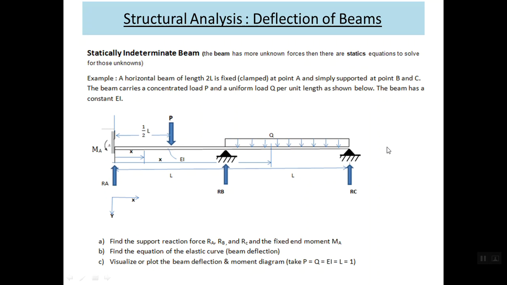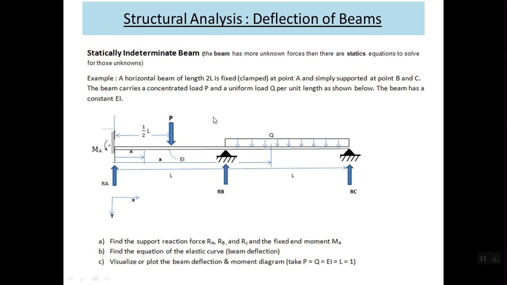Today we will continue using the Laplace transform to resolve a differential equation to find the deflection of the beam, the elastic curve of the beam. Here we have the example of a horizontal beam with length 2L that has a fixed support at point A and is simply supported at points B and C.